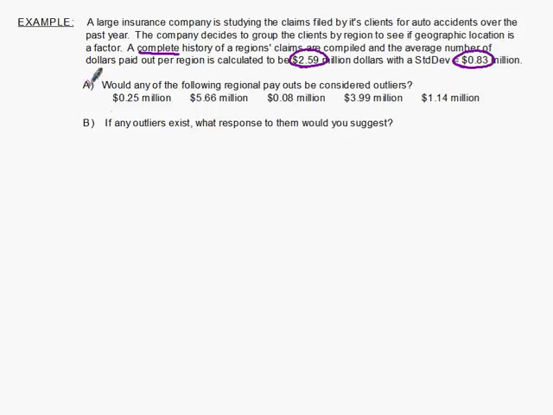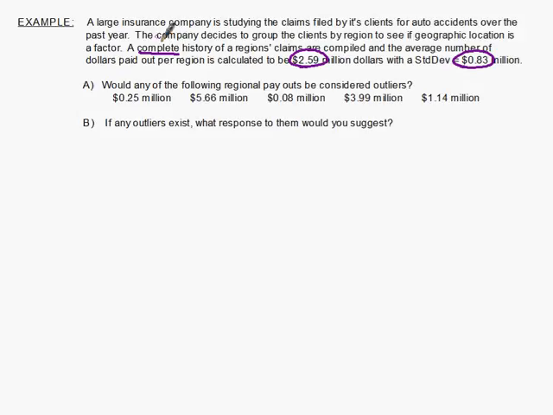We have a couple questions. A is, would any of the following regional payouts be considered an outlier, or payouts in the region? So we're just trying to identify, are any of these outliers? Now, what's going to be important is these two numbers here, the mean and the standard deviation.